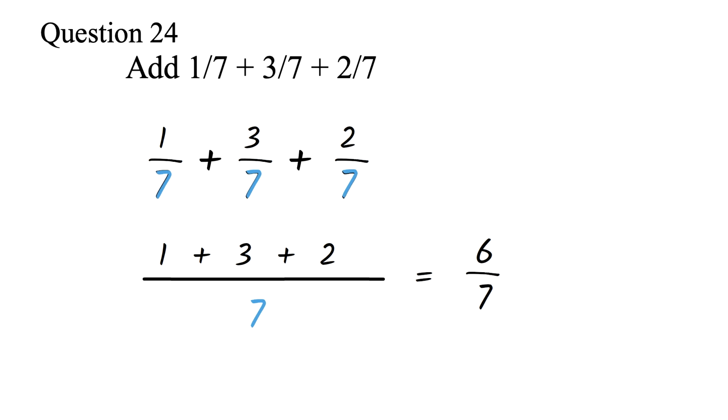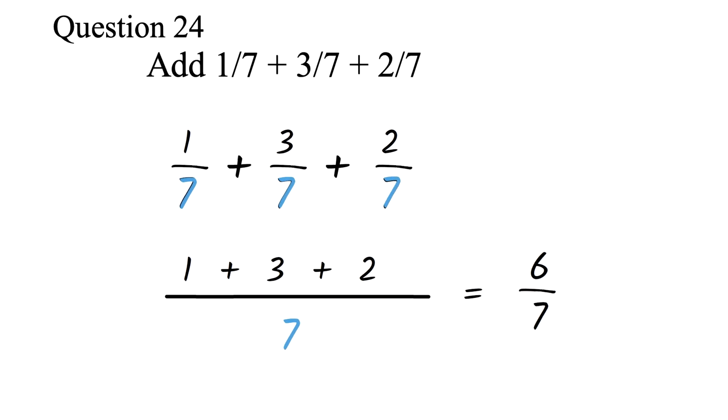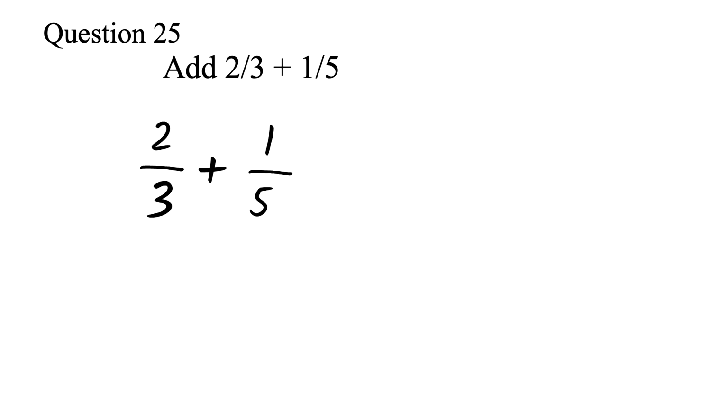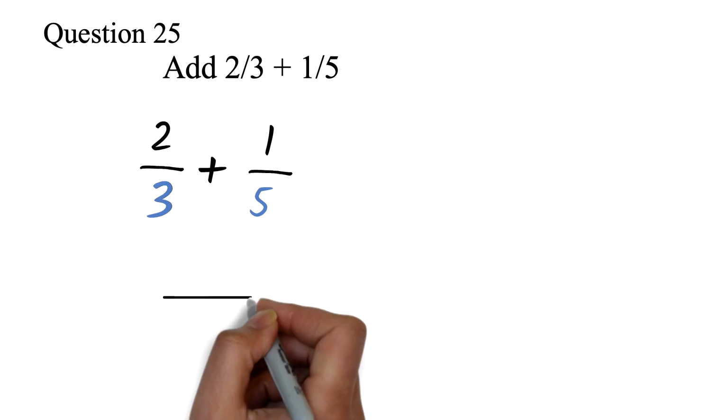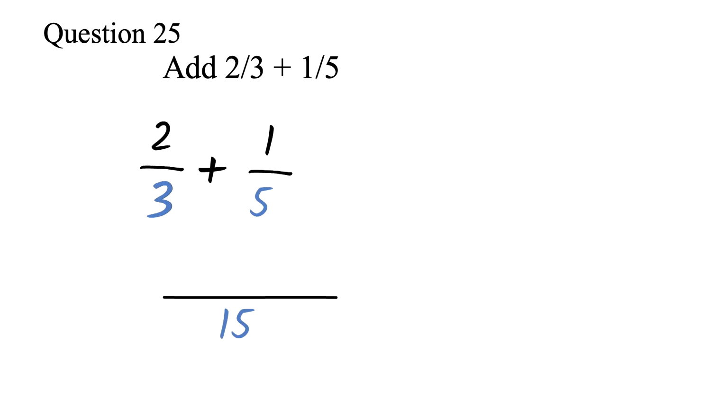Pretty straightforward. Let's take our next question. Question 25. Add 2 over 3 plus 1 over 5. There are two ways you can solve this. Method 1 is the cross multiplication method. The first step is to multiply the denominators. We have 3 times 5. This will give us 15 as our denominator.